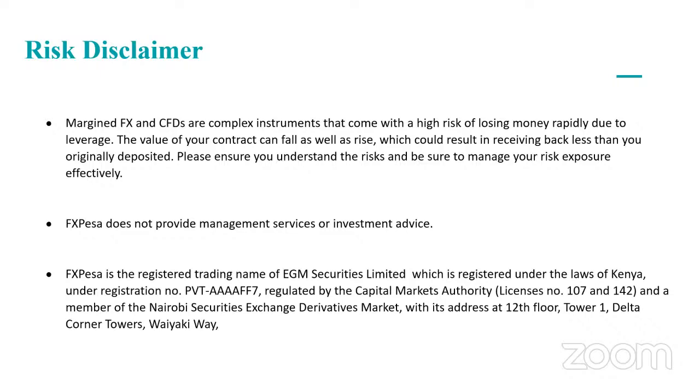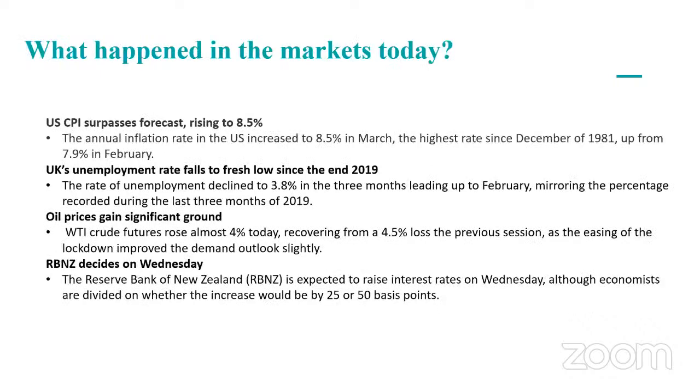But let's start with what happened in this market. So what happened in the market today? Basically, the most important event was the US CPI. The US CPI surpasses forecast, rising to 8.5. The annual inflation rate in the US increased to 8.5% in March. It's the highest rate increase since December of 1981, up from 7.9% in February.